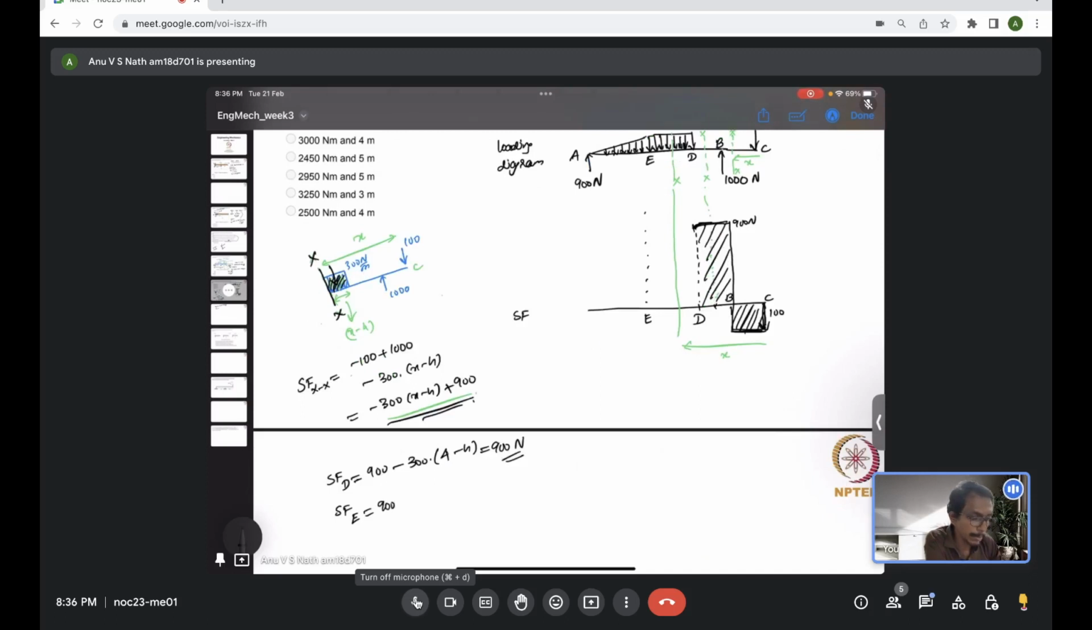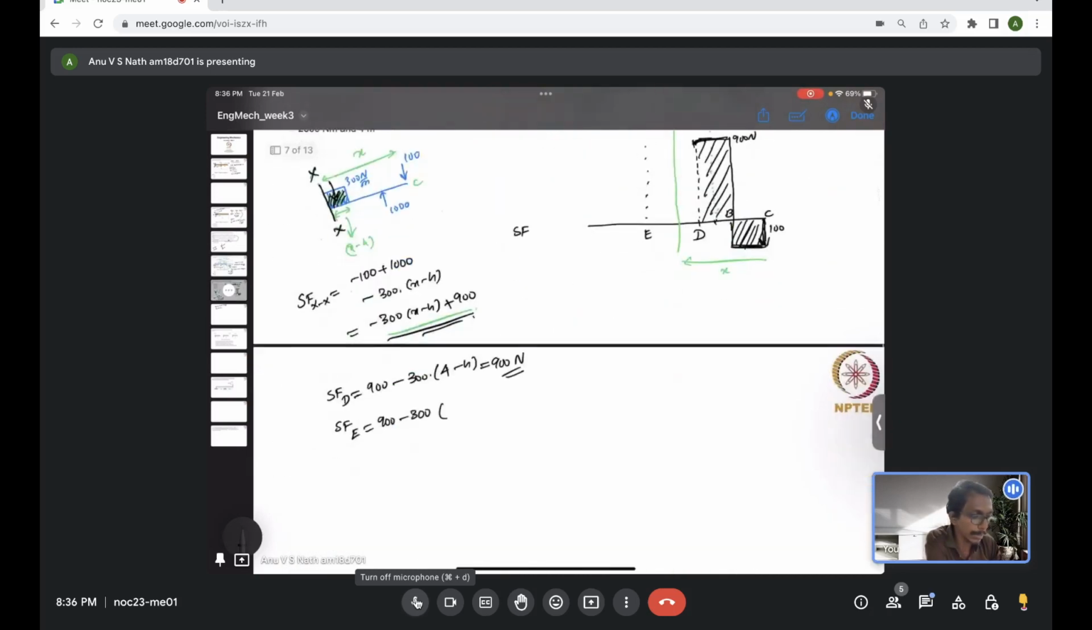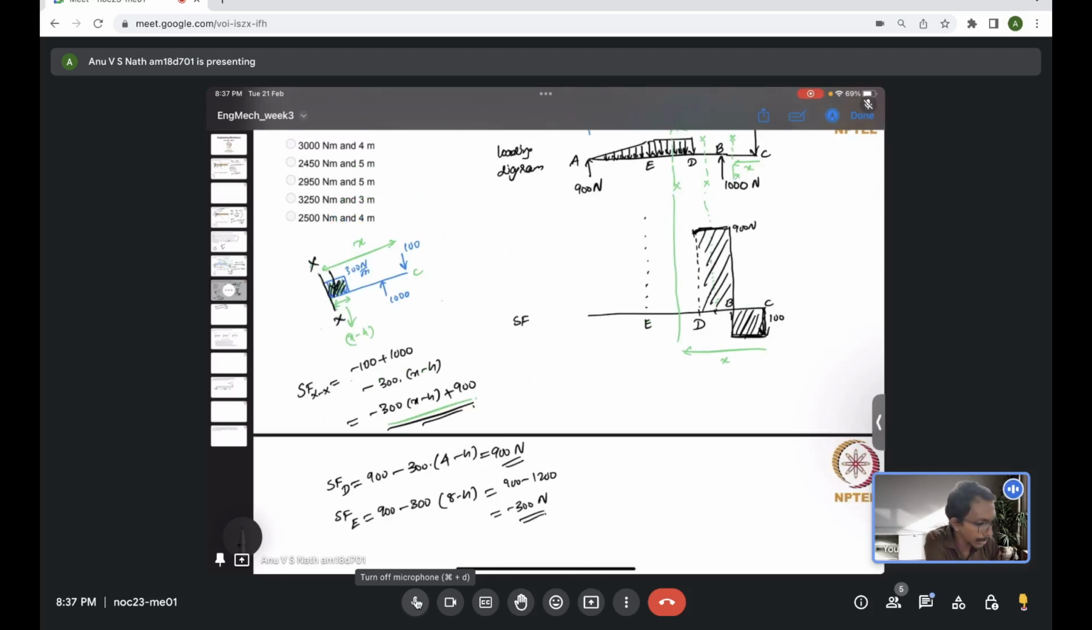So we will use the same expression again: 900 minus 300 times x minus 4. Now for the location E, what is x? This is the location E, which from C is actually 8 units apart, right? So x is actually 8. So it's 8 minus 4. Now we will find it's 900 minus 300 into 4, which is 1200. We'll have minus 300 Newton. So at E, the value of the shear force is minus 300 Newton. So it's somewhere here. So this is minus 300.